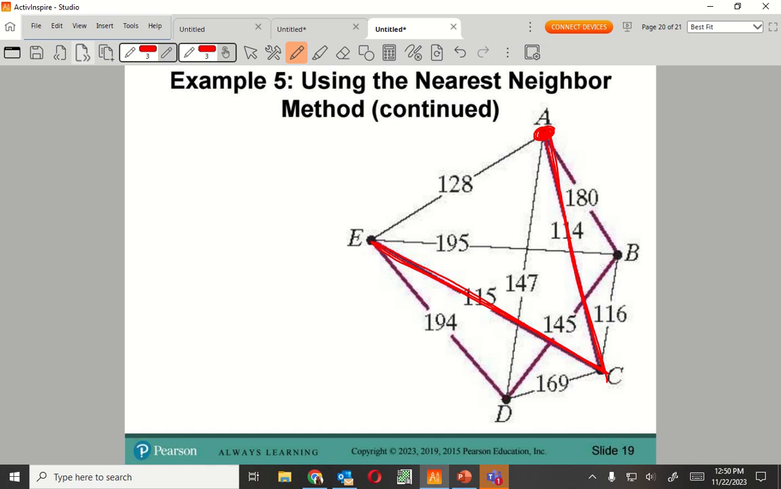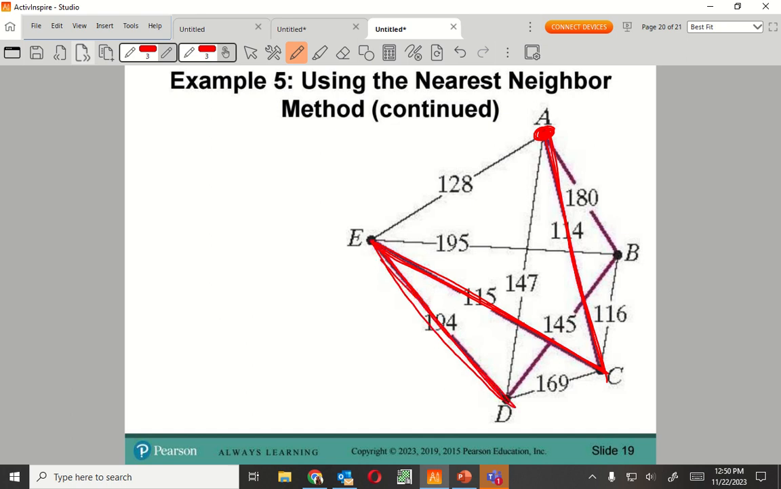There we go. And now let's look to C. So I can go 128, 195, 194. Not 128. Why not 128? I can't go to A yet, right? Yeah. A has to be the last place that I go. And so I'm only looking at 195 or 194. And so I have to use that. So I have to take the 194 there.